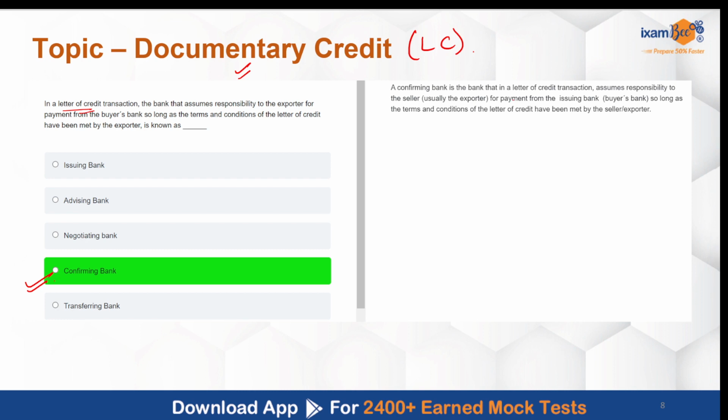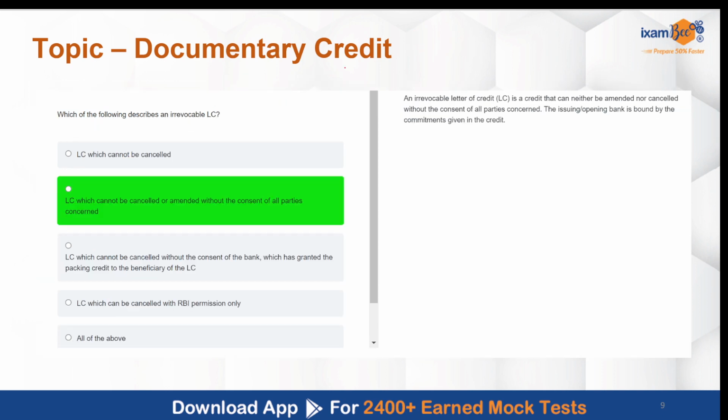So a confirming bank is the bank that in a LC transaction assumes the responsibility to the seller, that is the exporter, for the payment, right? So we have various entities, who is the issuing bank, who is an advising bank, who is a negotiating bank, right? So all these terminologies are very, very important when you are studying this topic.